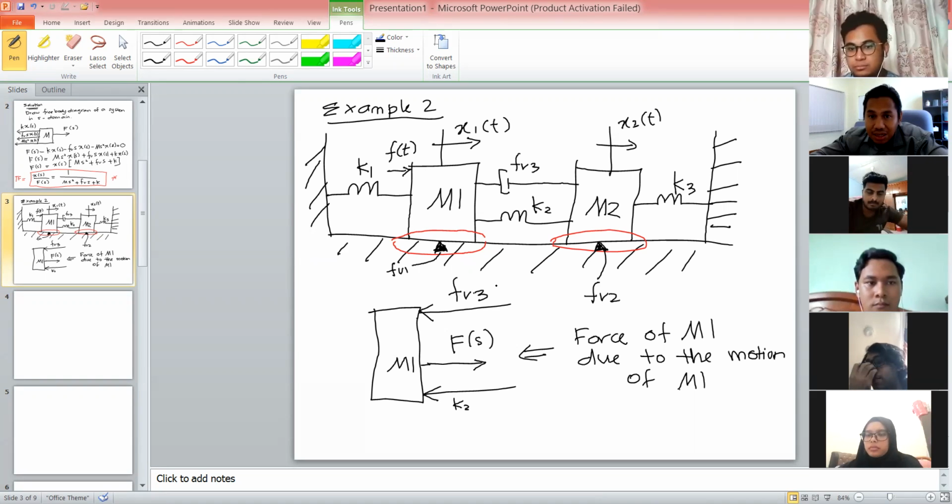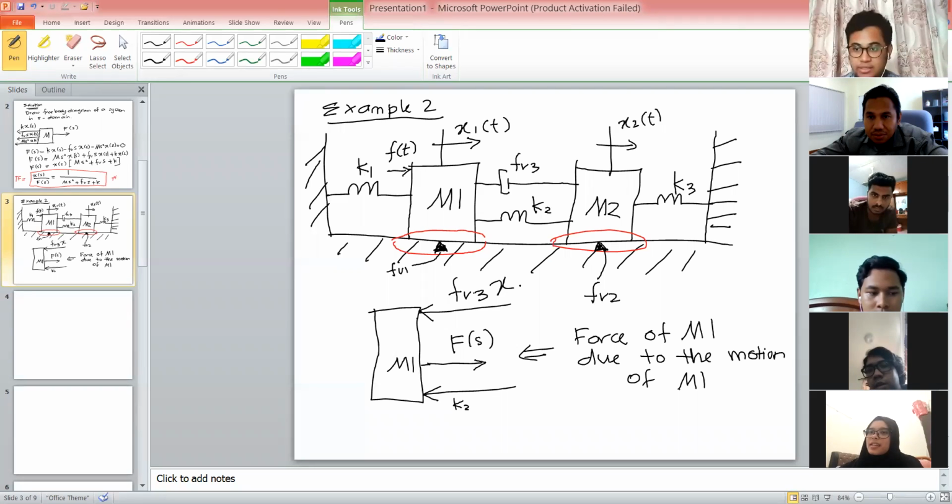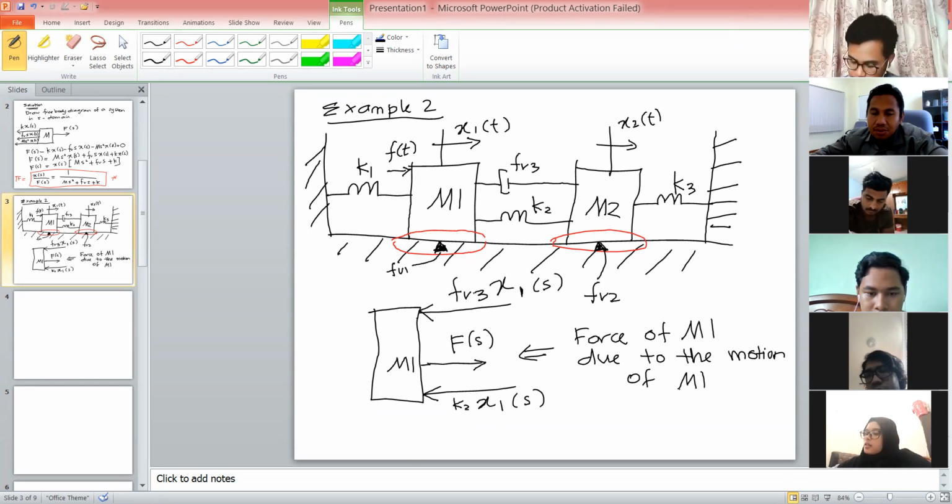FV3 needs to be multiplied by what? X1s. K2 needs to be multiplied by X1s. FV3 times s times X1s. Is it correct or wrong? Please refer to my previous example. Is it correct or wrong?